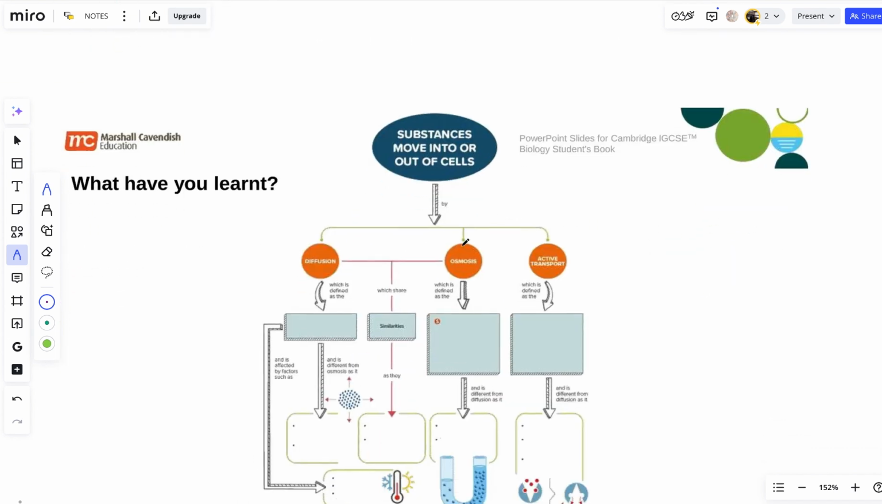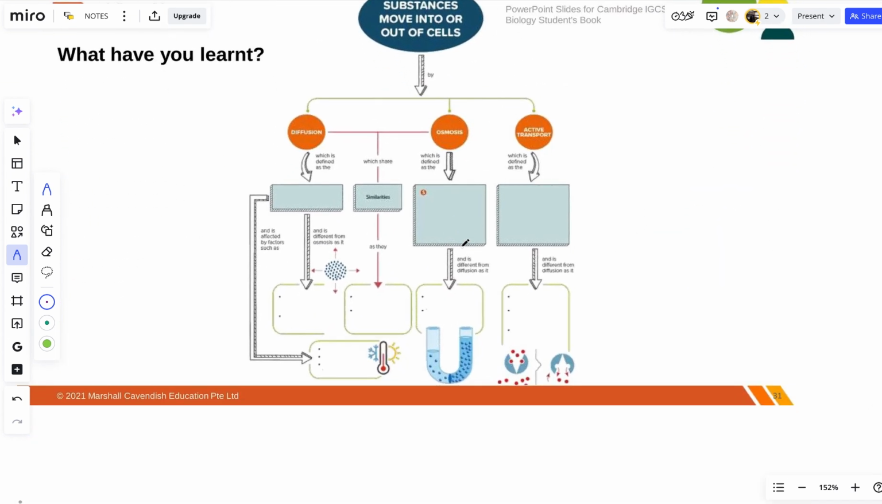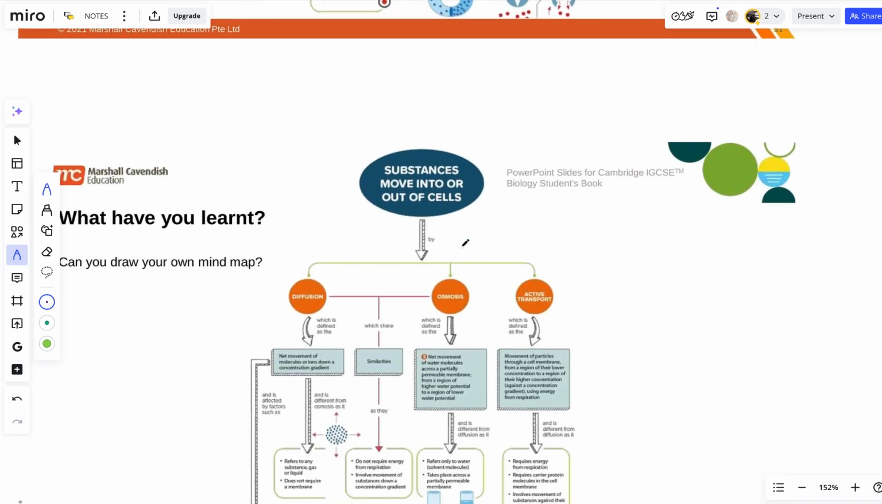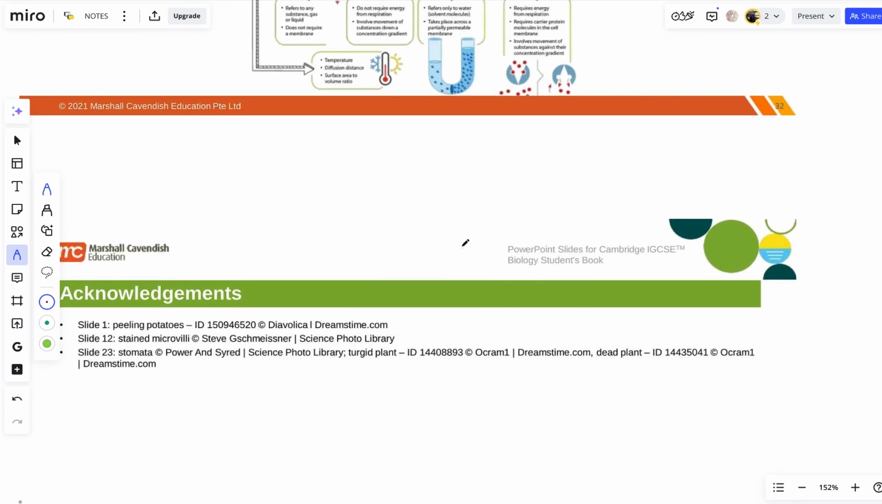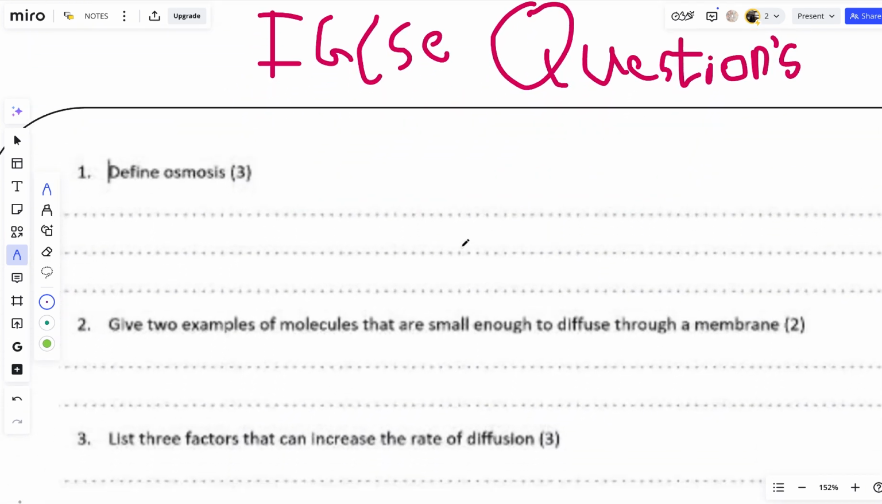I think we have almost come to the end of today's class. So we've studied three things: diffusion, osmosis, and active transport. So we have some IGCSE questions that you can look at. In the IGCSE exam, it says define osmosis. We already know that osmosis is the movement of water molecules.